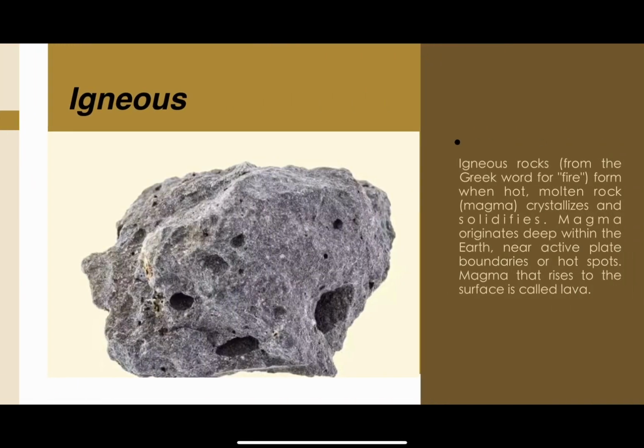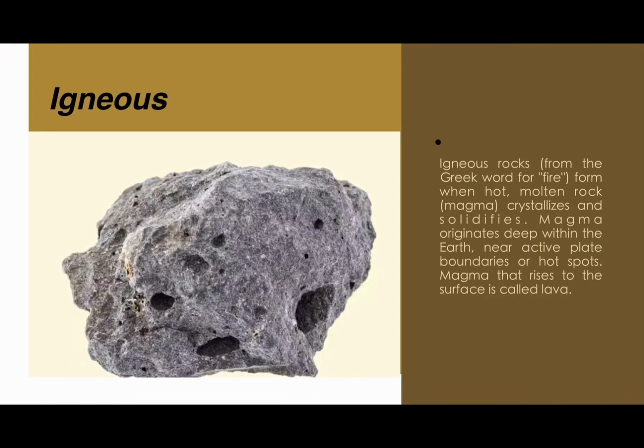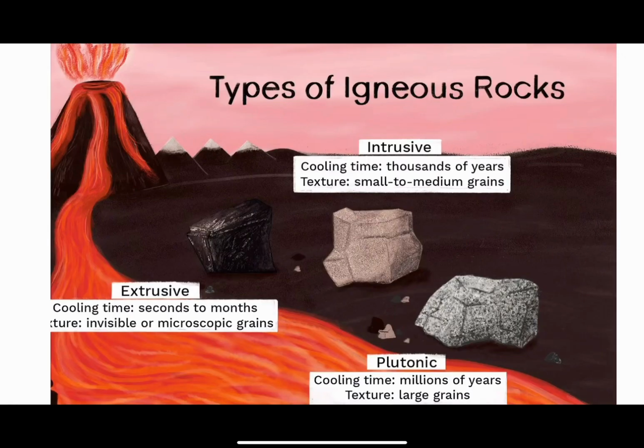Firstly, let me introduce igneous rock and how it formed. Igneous rocks are formed when hot molten rock crystallizes and solidifies. The melt originates deep within the earth near active plate boundaries or hotspots, then rises toward the surface. Igneous rocks are divided into two groups, intrusive or extrusive, depending upon where the molten rock solidifies. And there are types of igneous rocks.